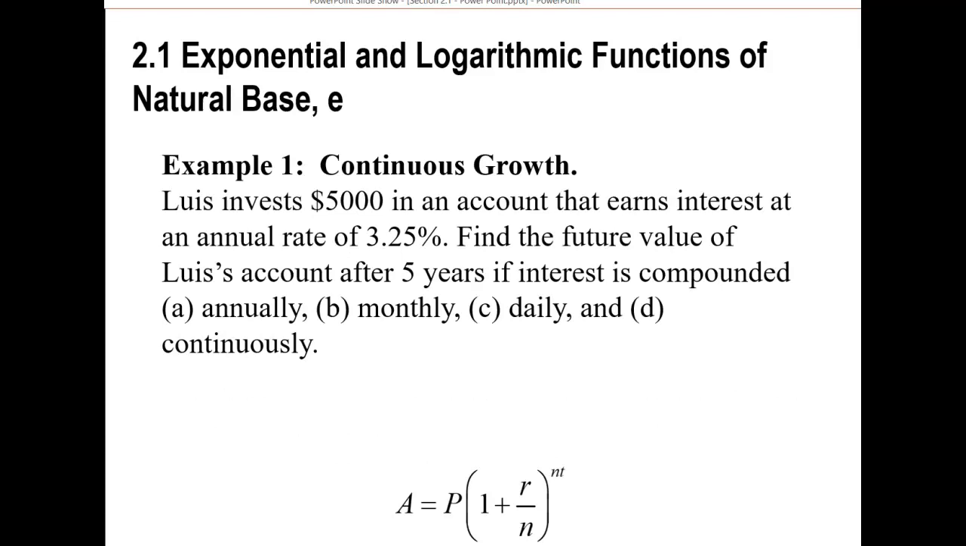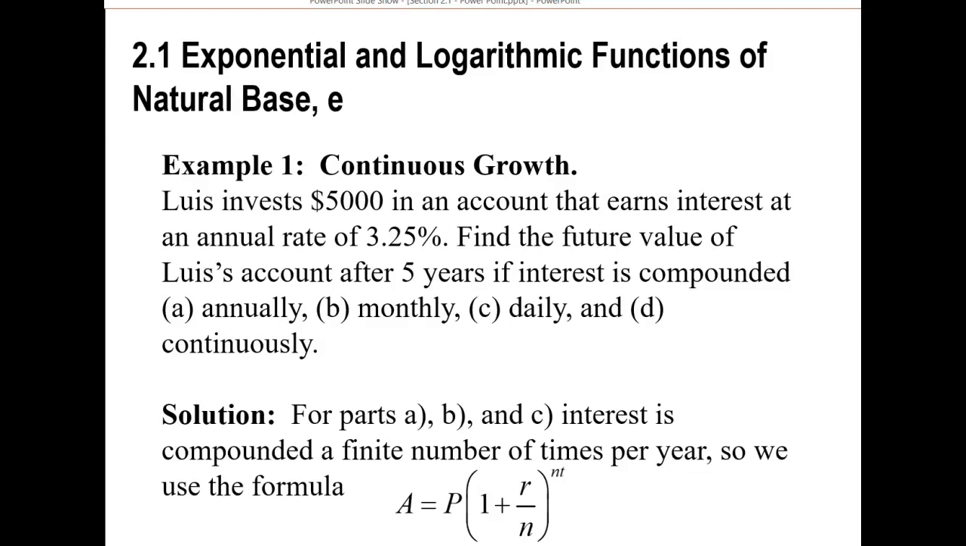All right, so this is our formula at the bottom here. We'll get to that part in a minute. So let's say Lewis invests $5,000 in an account that earns interest at an annual rate of 3.25%. We want to find the future value of Lewis's account after 5 years if interest is compounded first annually, meaning 1 time a year, b monthly, meaning 12 times a year, because there's 12 months in a year, c daily, meaning 365 times a year, once a day, and then finally d continuously.